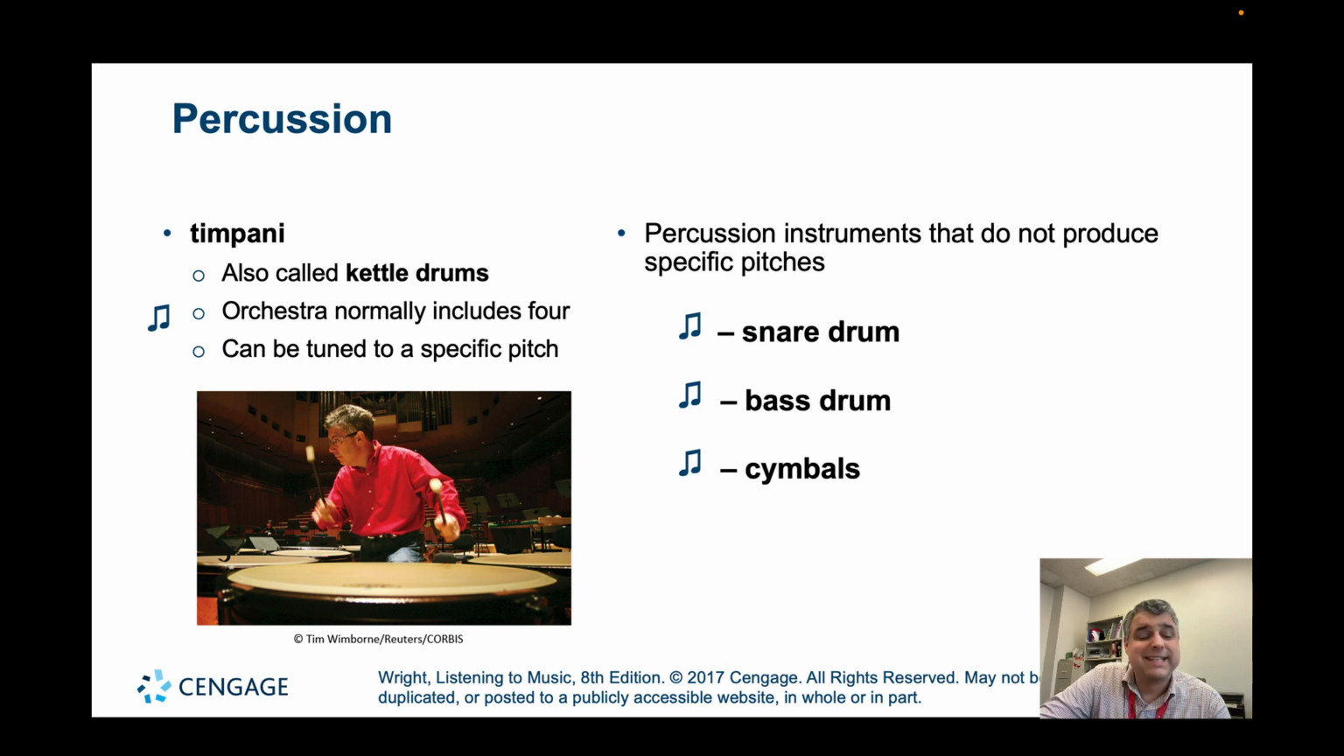The first is the snare drum, popular in bands and marching bands and so forth. Let's listen. Next, we have the bass drum. Again, it's a very large cylindrical drum played with a mallet. It doesn't have a pitch, but it definitely has a low pulse, and it's usually played at the big moments of an orchestral piece.